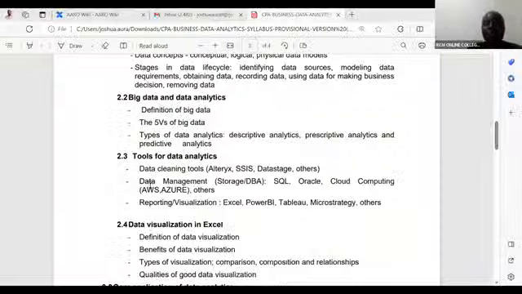All right, ladies and gentlemen, we have here data management. How do you manage the data that you have been able to collect? So we have the famous SQL. We're looking at storage here. All right, database storage here. We have the famous SQL. We have the famous Oracle. We have cloud computing. We have the famous Amazon, AWS, and then of course we have Azure and others.